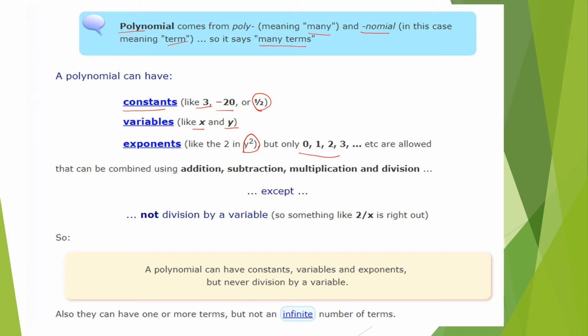Any term can consist either of a constant only, or a variable only, or a variable with exponents, or the three of them together. The variable here cannot be in the denominator. If it's in the denominator, then it's not a polynomial. So in a polynomial, you cannot have a variable in the denominator.